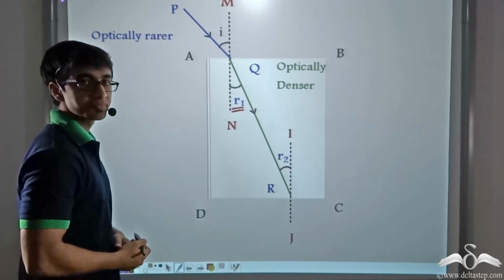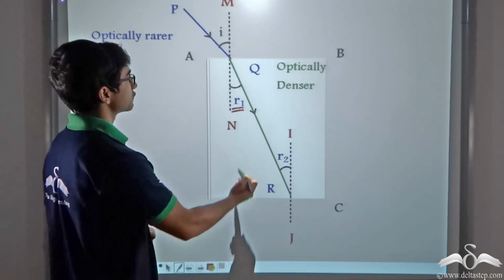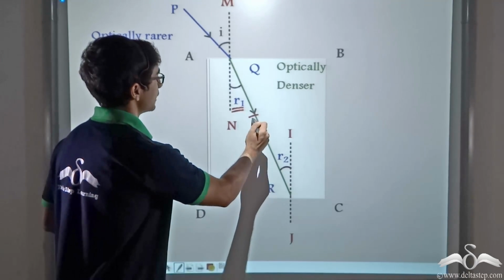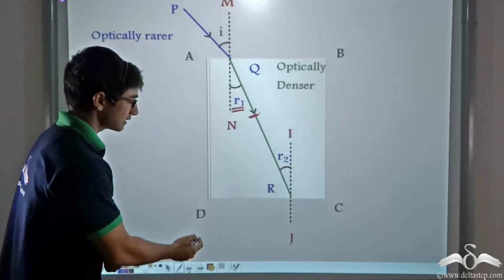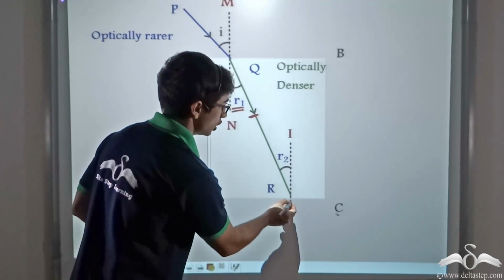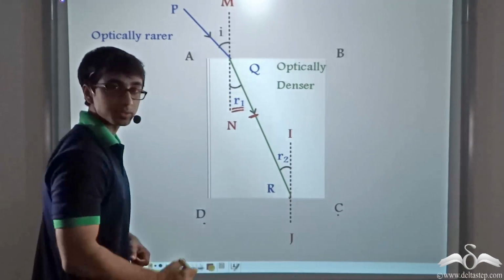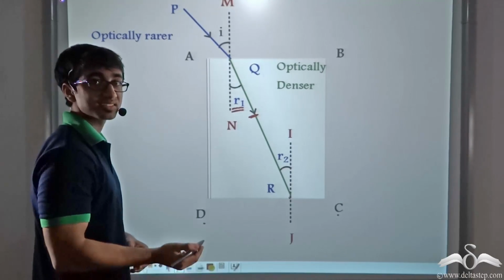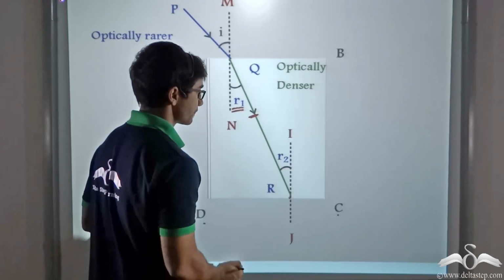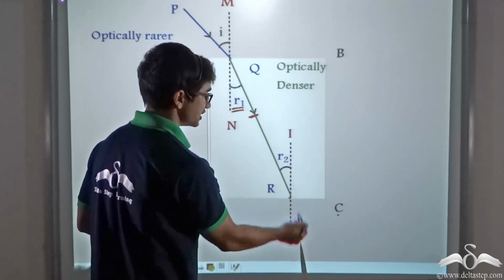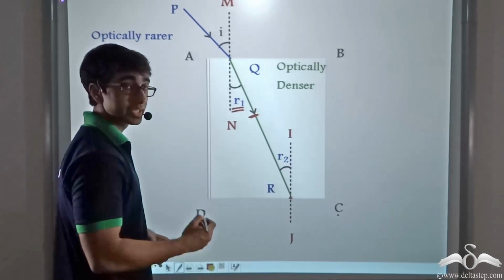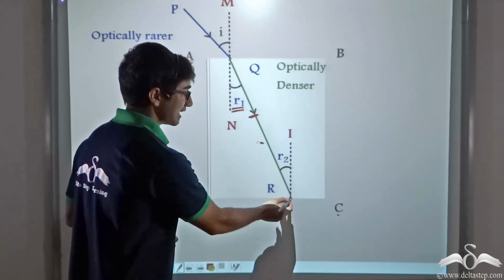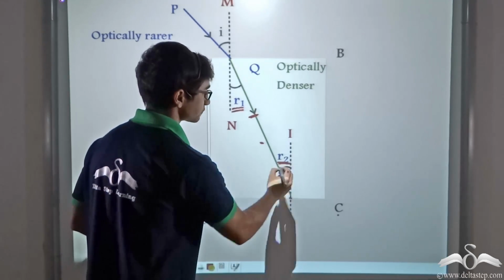And as you can see, the refracted ray is traveling from surface AB to surface DC, as you can see by the arrowhead on the ray. Now at surface DC, we draw another normal at point R, because QR represents the refracted ray which is now incident on DC. So if we draw a normal IJ at point R, we can say that the angle of incidence for this ray at the second surface is R2.